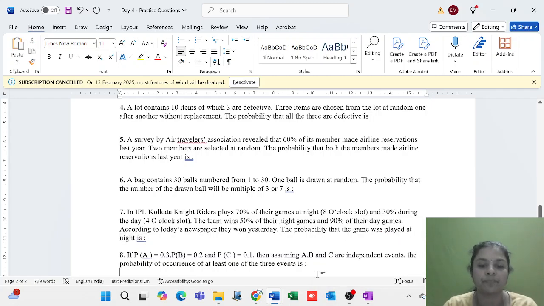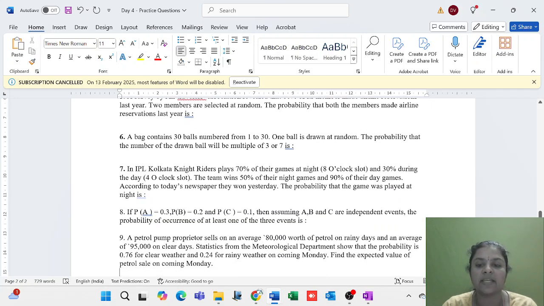Eighth one, P of A, B and C is given. Find the probability of occurrence of at least one of the three events. At least one of the three means either A or B or C, or two events, or three events. Or, you can write it the other way around. You can write this as 1 minus the probability of A not occurring, B not occurring, C not occurring. So 1 minus A dash into B dash into C dash you can do to get the answer.